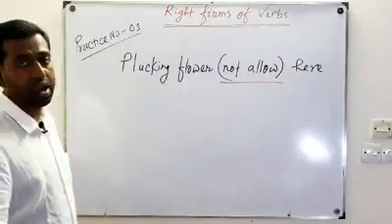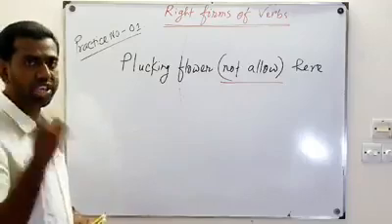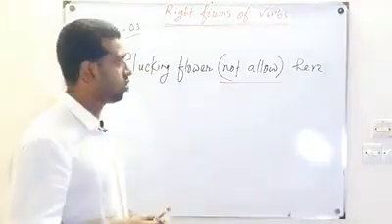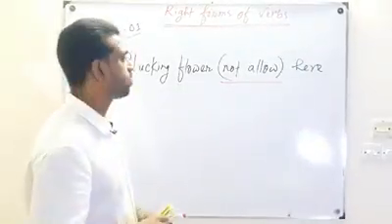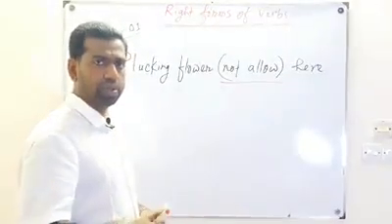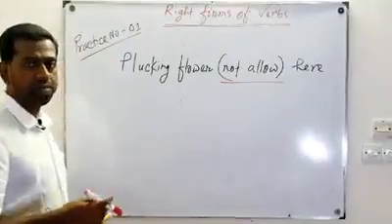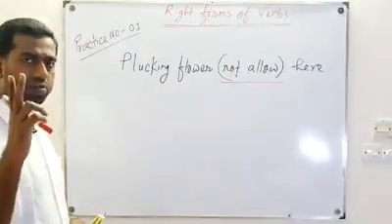Plucking flower, in Bengali, phul tola. Not allow here. How to solve this problem? To solve this problem, you have to remember 2 important things. That is, do you know the classification of subjects? How many types of subjects are there? There are 2 types of subjects.